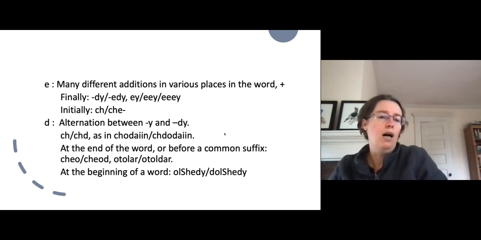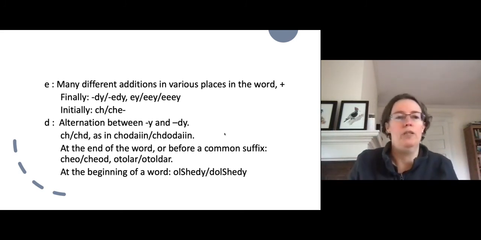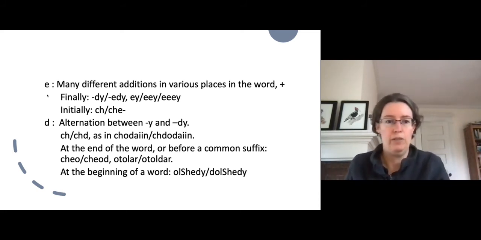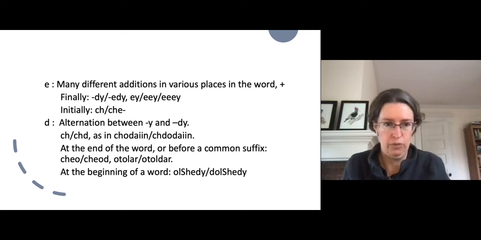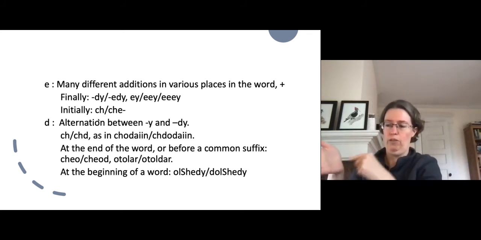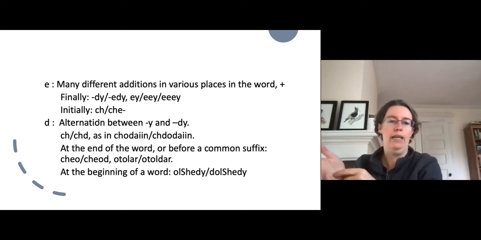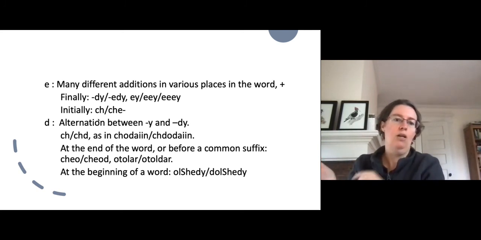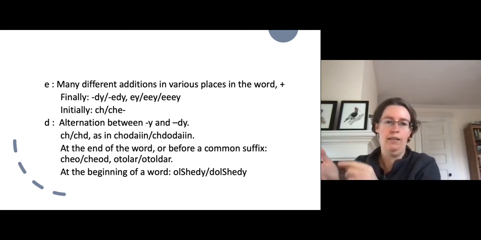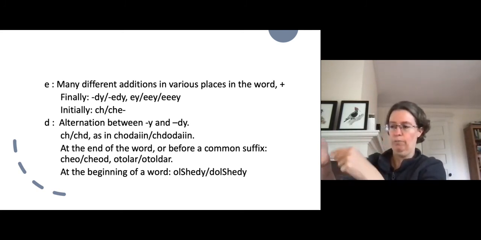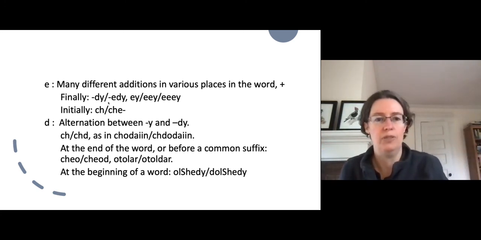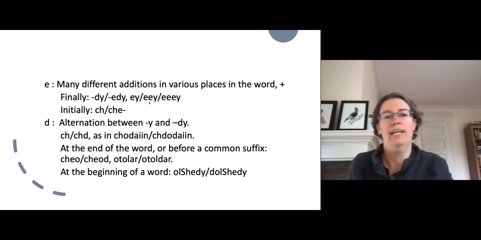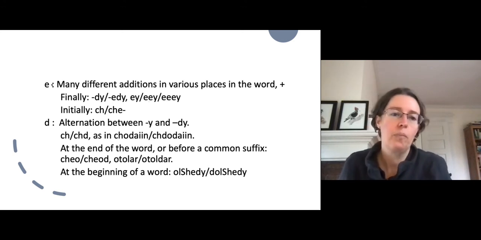Okay, so we could look at the distribution for these. So for E, there are many different additions in various places in the word, both finally and initially as well. So we have things that start with just the benches character or benches character plus an E. We have things word finally that have either what looks like an 8 and a 9, transliterated as dy, versus edy or ey, etc., etc.